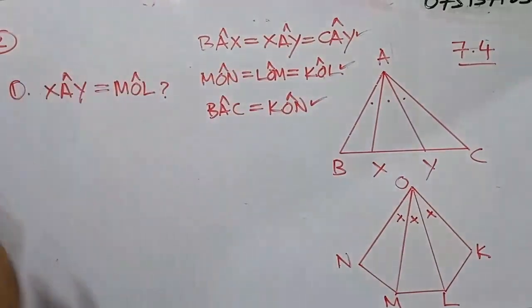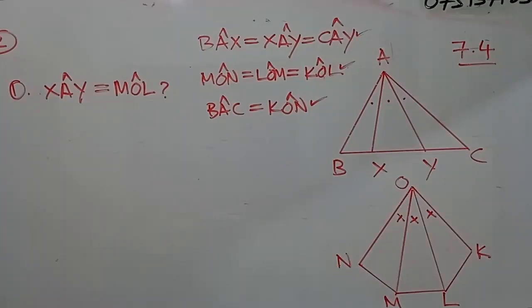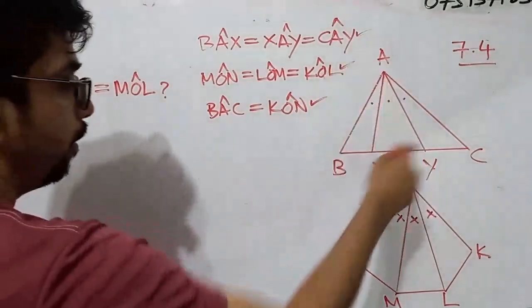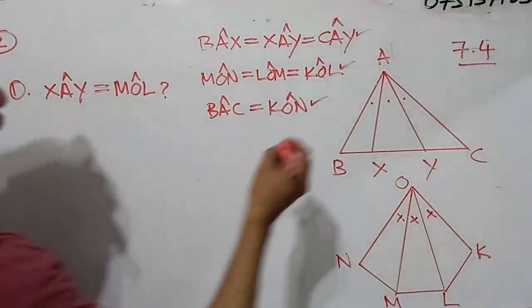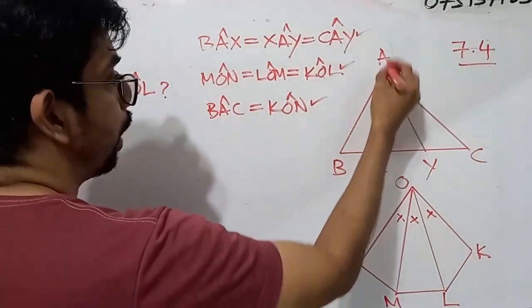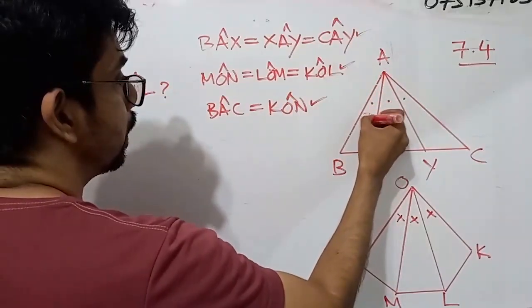After that we have to prove that XAY is equal to MOL. So it is pretty easy, no? Right? So I will take this one angle as Z.